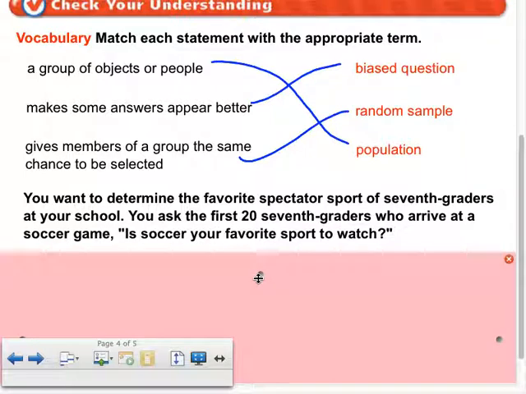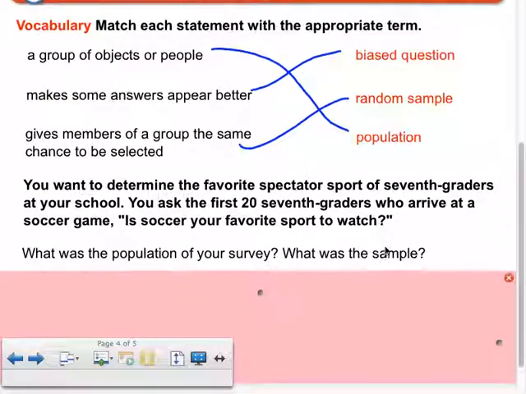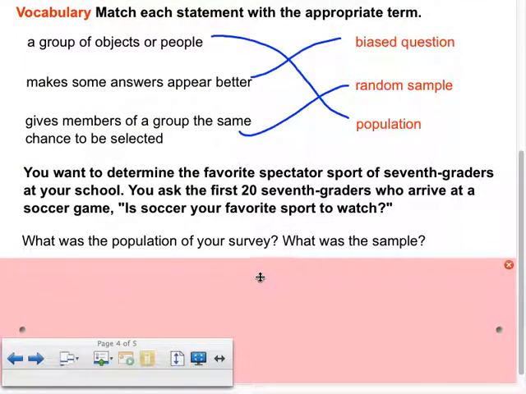Okay, you want to determine the favorite spectator sport of 7th graders at your school. You ask the first 27th graders who arrive at a soccer game, is soccer your favorite sport to watch? What was the population of your survey? What was the sample? What was the population of your survey? 27th graders what? Robert in the back?